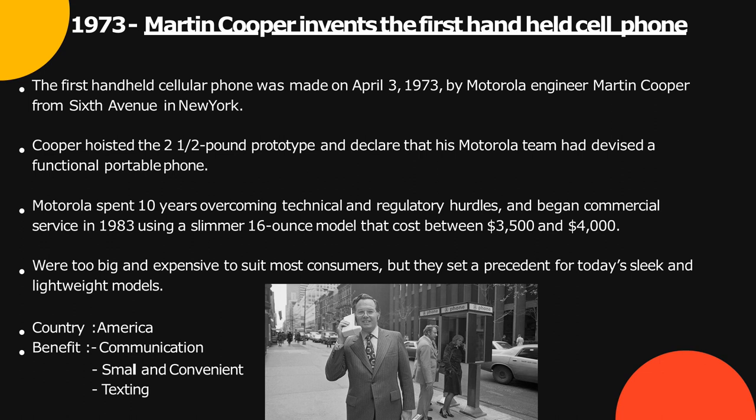The first handheld cell phone was made on 3 April 1973 by Motorola engineer Martin Cooper from 6th Avenue in New York. Cooper hoisted the 2.5-pound prototype and declared that his Motorola team had devised a functional portable phone. The clunky phone, almost as big as a shoebox, allowed a user to talk for 35 minutes and required 10 hours to recharge, according to Wired magazine.